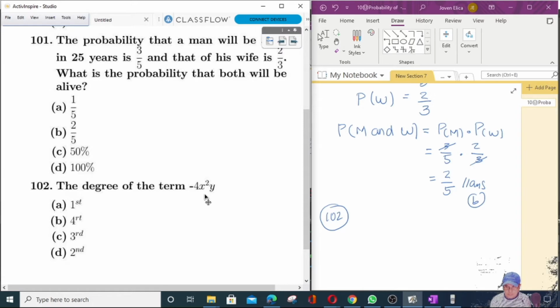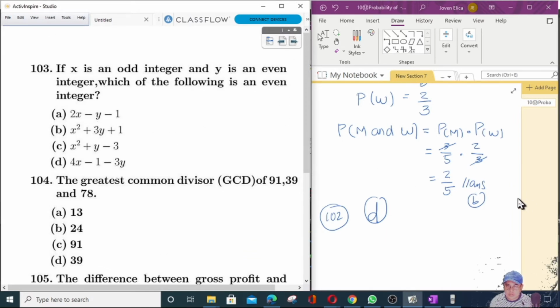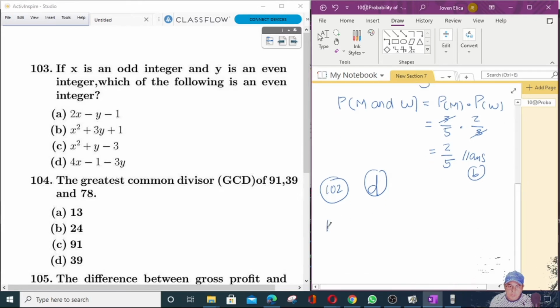The highest degree should be the highest degree of the given term. We are considering the highest degree, so the answer is second degree, letter D. Okay, so let's proceed with question number 103.